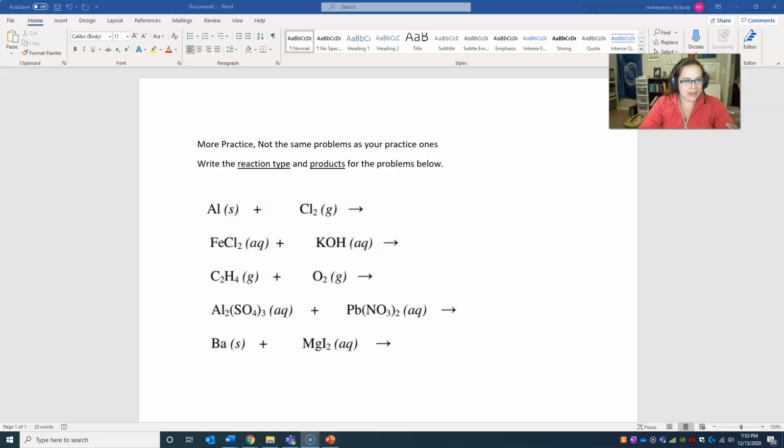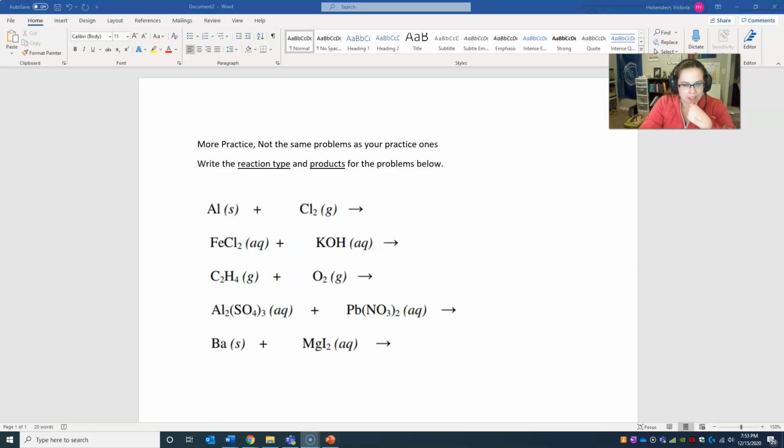Let's do one more. And for our third one, we have C2H4 plus O2, and we have to figure out the reaction type. So this could be synthesis. It's possible. It's not going to be decomposition. It can't be single replacement because this is not an ionic compound, C2H4, it's covalent. It's not going to be double replacement. It could be combustion. So this is either going to be synthesis or combustion, but because it's carbon and hydrogen with O2 gas, I know that this is combustion.